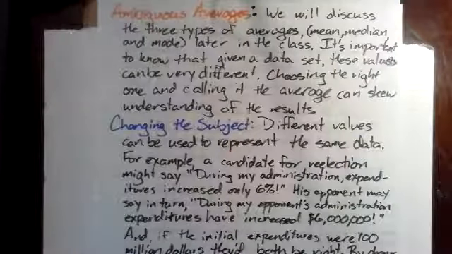Ambiguous averages. We will discuss the actually four types of averages: mean, median, mode, and mid-range later in the class. It's important to know that given a data set, these values can be very different. Choosing the right one and calling it the average can skew understanding of the results.